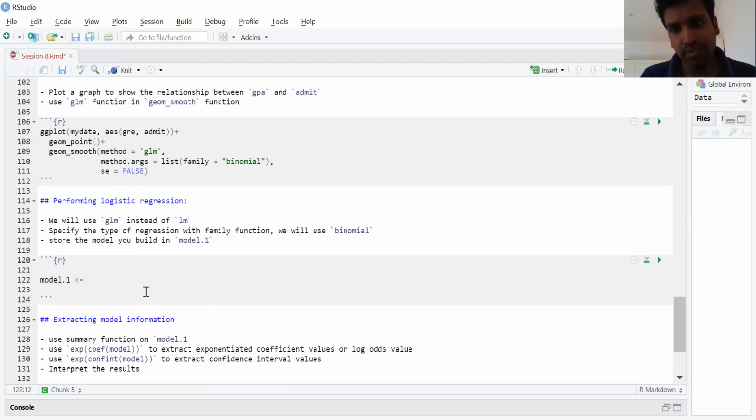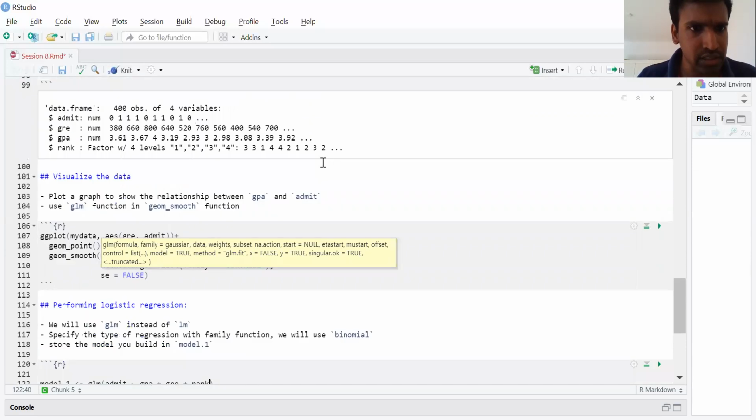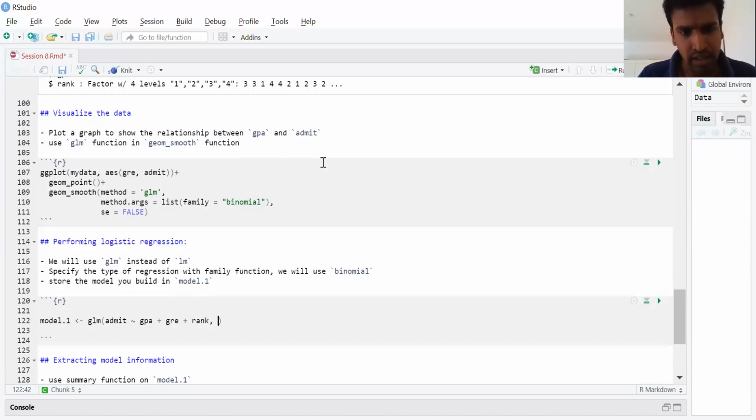But still, it is important that you understand the models and then understand the outputs to get more clarity, right? Now, instead of LM, we'll use GLM. And you know that we are trying to predict admit with information like GPA, GRE, and rank, right? And here you need to say data, so data is from my data.